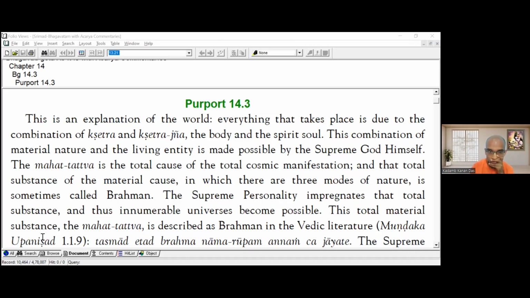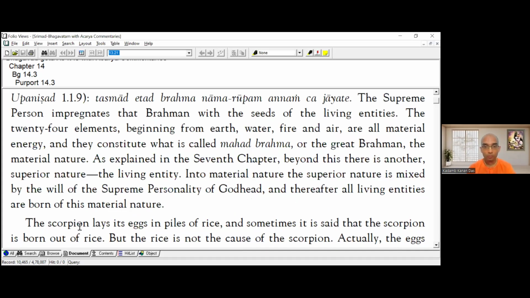The total material substance, the Mahat Tattva, is described as Brahman in the Vedic literature. Mundaka Upanishad 1.1.19: Tasmadetat Brahma Namarupam Annanam cha Jayate. The Supreme Person impregnates that Brahman with the seed of the living entities. The 24 elements, beginning from earth, water, fire, and air, are all material energy, and they constitute what is called Mahat Brahma, or the Great Brahman, the material nature.